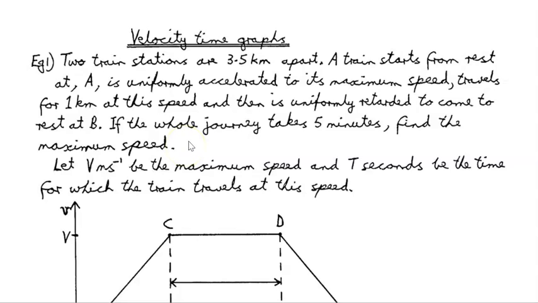So this is where a velocity time graph comes into its own. What we're going to do is let v meters per second be the maximum speed and T seconds be the time for which the train travels at this speed. This is the middle part of the journey where it travels at this maximum speed v, whatever that is, and it does it for capital T seconds. And it travels for 1 kilometer at this speed.